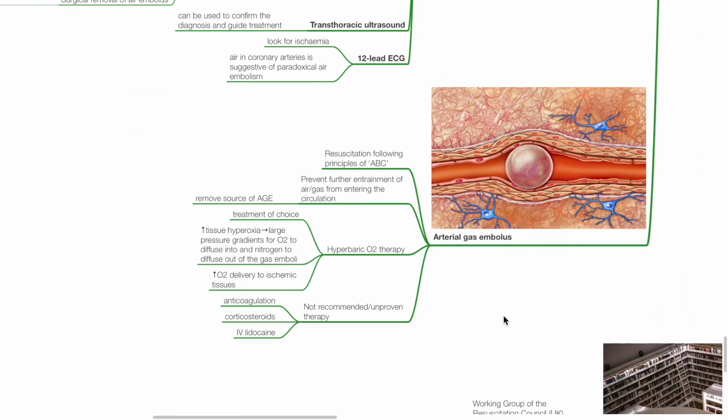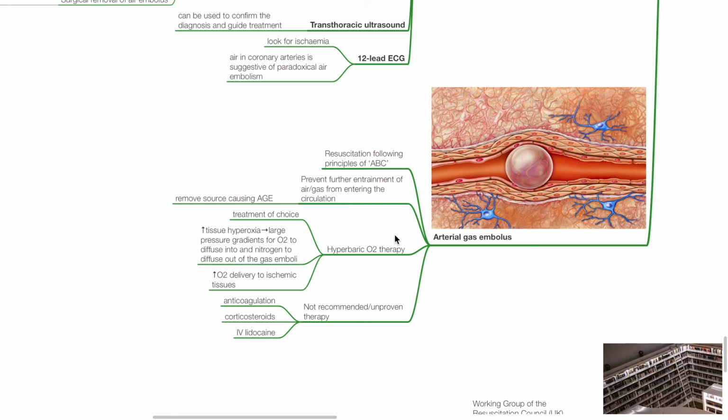Treatment of arterial gas embolus. Resuscitate following principles of ABC. Prevent further entrainment of gas from entering the circulation. Remove the source causing arterial gas embolism. Hyperbaric oxygen therapy is the treatment of choice.